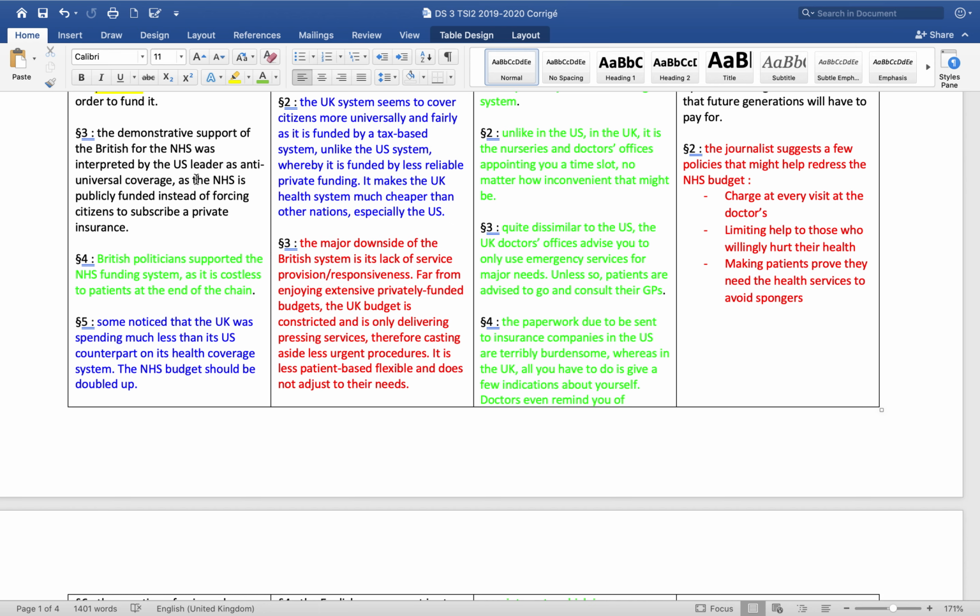He says, as the NHS is publicly funded, instead of forcing citizens to subscribe to a private insurance. Or you can say to subscribe a private, but I think we'll subscribe to a private insurance. I think you can say both. So the difference between the two systems is mentioned here already. The NHS is publicly funded. What does that mean? It means that every single citizen pays taxes and that the social security is paid for thanks to the taxes of people.